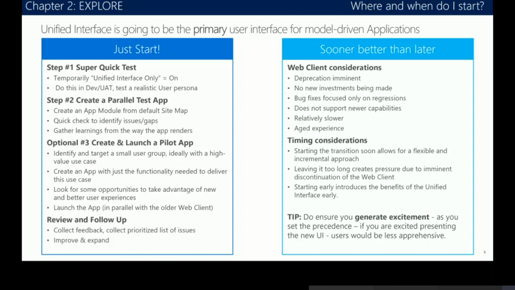Some of our newer capabilities are only supported on the unified interface. So if you want to take advantage of innovations that we make, then you need to be on the unified interface. The web client is slower than the unified interface, and the experience, as we said, is becoming somewhat aged. So from a timing perspective, if you start the transition soon, you can have a flexible and incremental approach to get there because you're not fighting some deadline. If you leave it too long, you will create project pressure because we will be discontinuing the web client at a particular date.